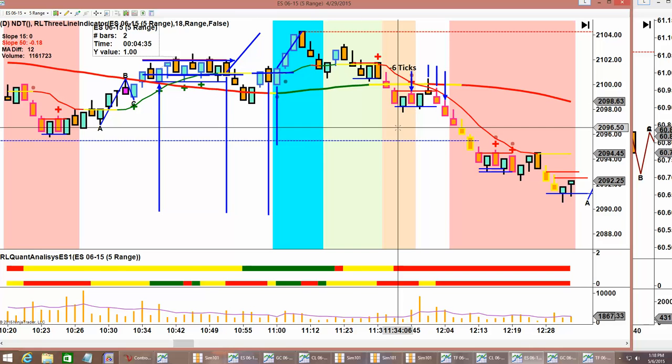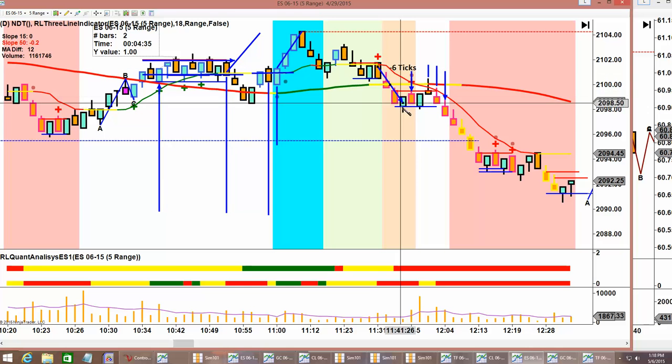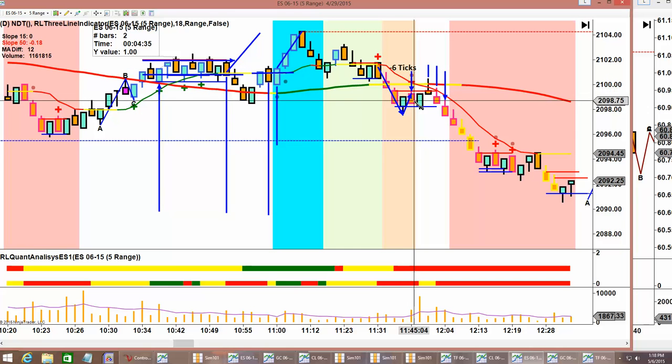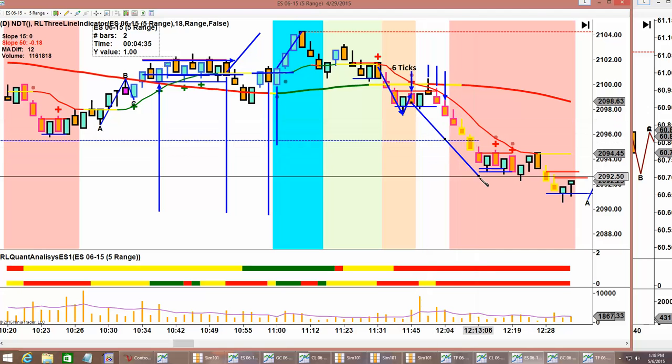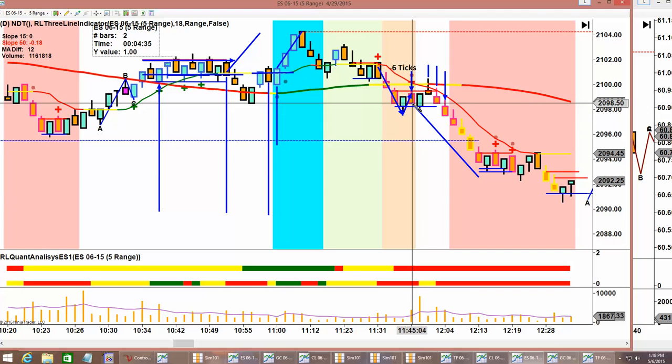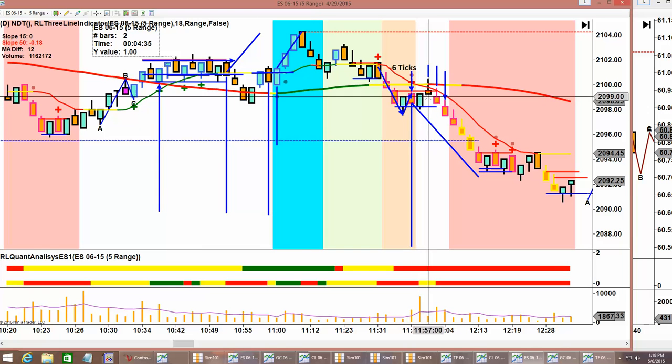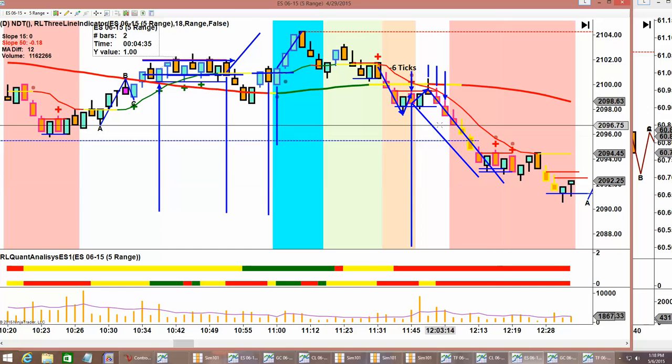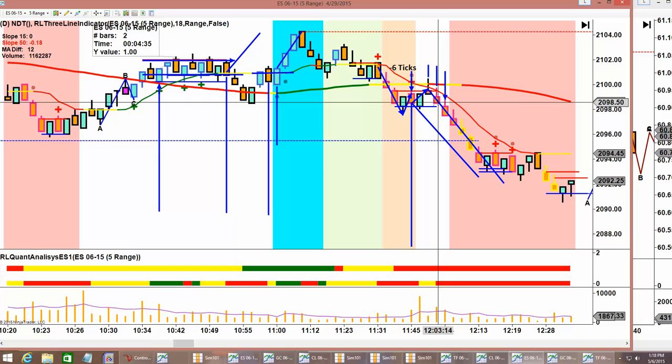I had background bias with me, a good color. I took the retracement, expecting a continuation to the downside, and I had dual quant confirmation. Normally, when you lose a trade like this, it's just because the market pulls back, in this case, into resistance, and then just slams down.